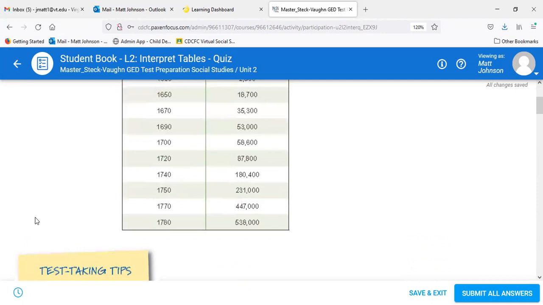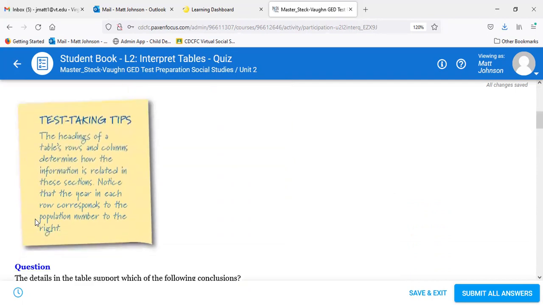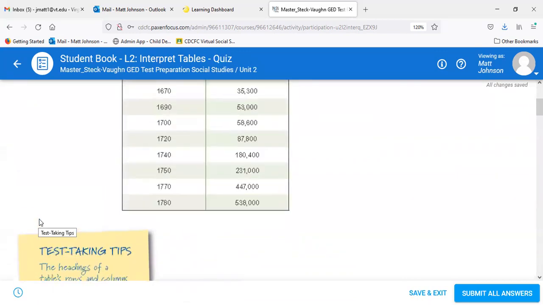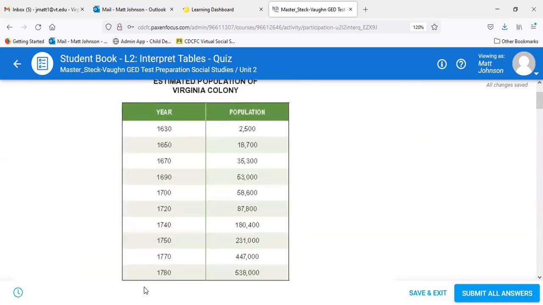And I believe our first question, well, let's see, what's our test taking tip here? It says the headings of a table's rows and columns determine how the information is related in these sections. Notice that the year in each row corresponds to the population number to the right. Right, so it runs chronologically from 1630 to 1780, and then the population corresponds with each year. So you're reading that left to right.